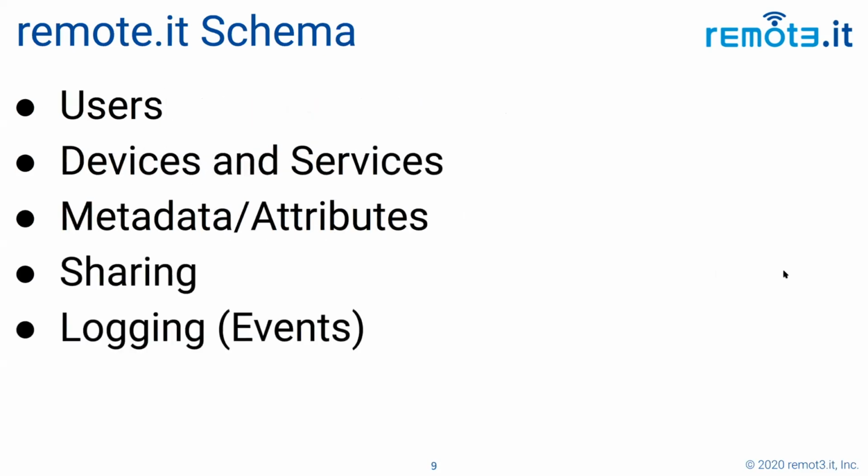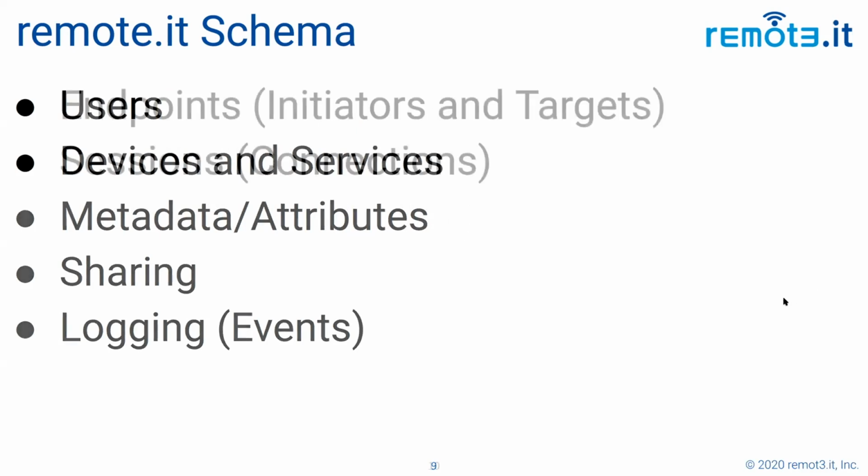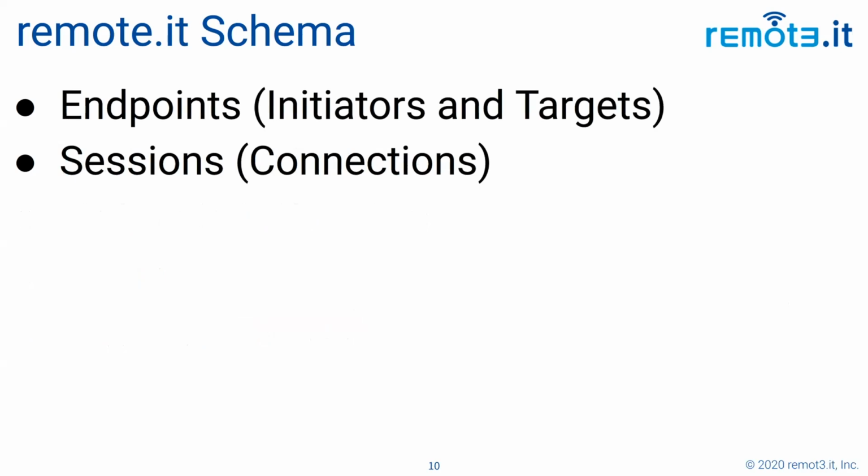And with this, we'll be able to access basically all the information about your private cloud at remote.it, such as your user information, the devices and services you have at remote.it, some metadata and attributes of those devices and services, sharing information, events and logging information such as connection and state change of your services, endpoint information, external IP address, and a lot of other information I'll show you, and connection information as well.